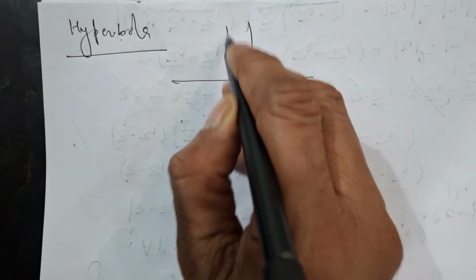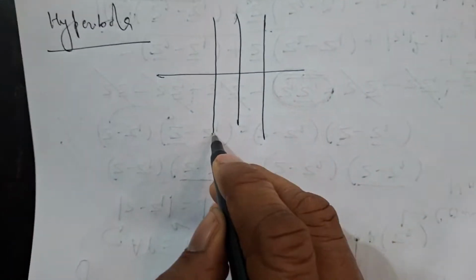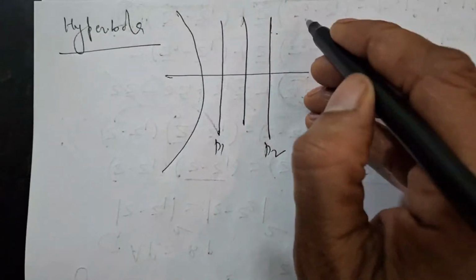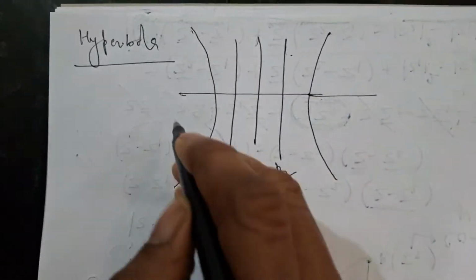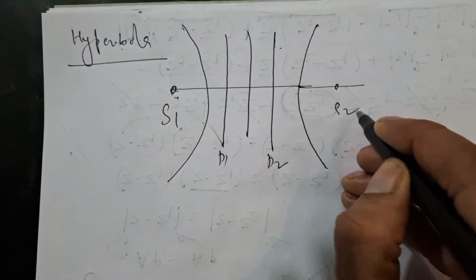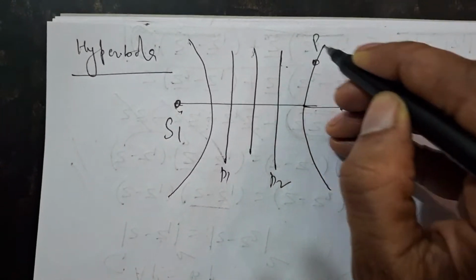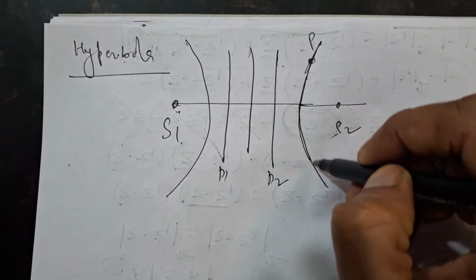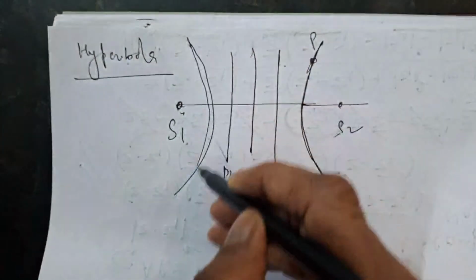One minute. This is, I think, directrix 1, directrix 2, and this is the hyperbola. This is one of the foci, and this is another. Take any point P on the hyperbola. This is part of the hyperbola.